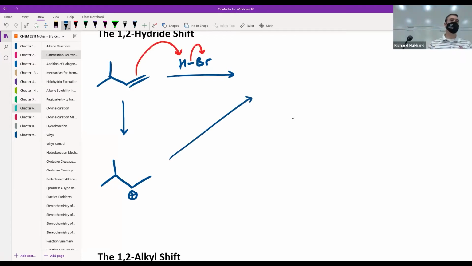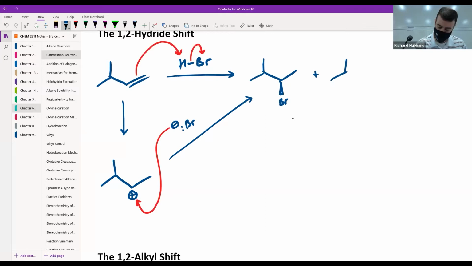Now, the traditional product would be the result of the bromide then coming in and attacking like so. And that would give us a total of how many products? 1, 2, 3, 4, 5. How many chiral centers do we have on this compound as a result of this reaction? We're forming 1, right? And that would be right here. The bromide could attack from the top or from the bottom.